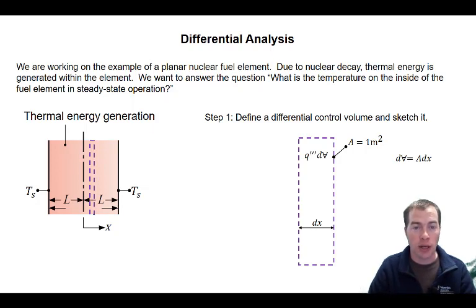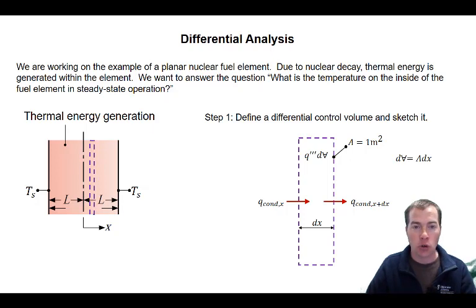There is thermal energy generated within this differential control volume due to the nuclear decay of the material. We can denote the rate of energy generation by the volumetric rate of generation times the volume of the control element. Recall that the units on the variable q triple prime are watt per cubic meter, and the units on the volume are cubic meter.